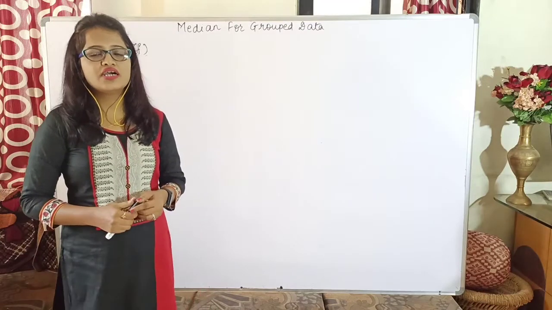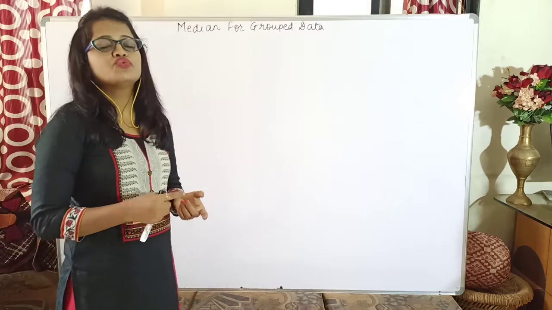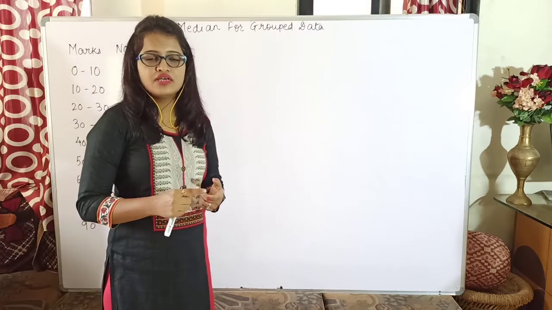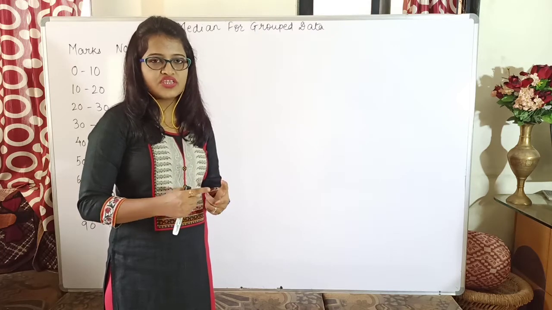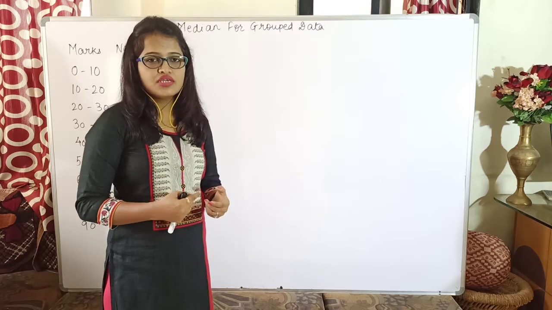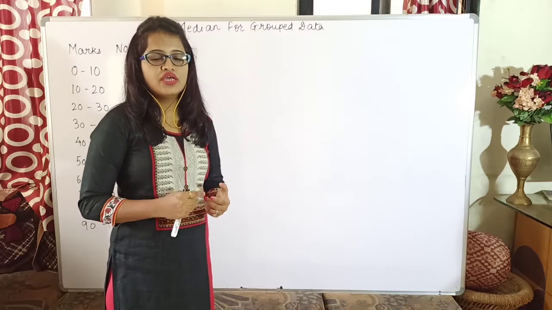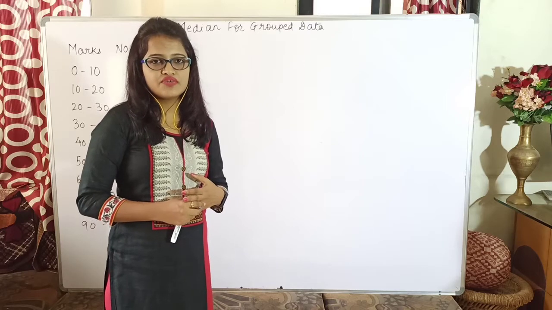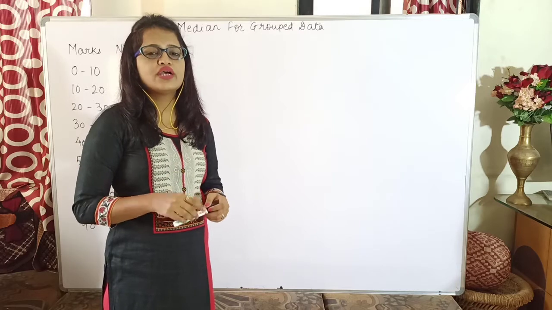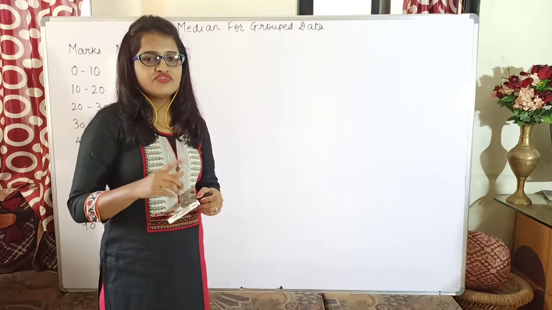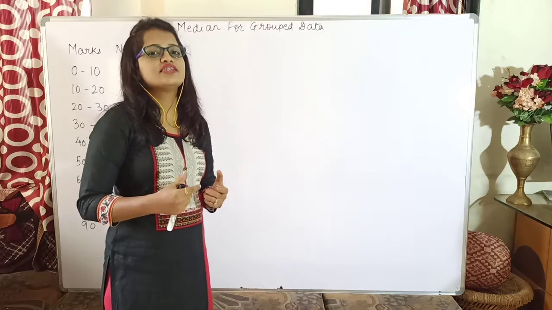Now let us see how to find the median for the grouped data. We have seen how to find the median for the ungrouped data by the formula, provided there are two different cases. If the number of observations is odd, then the median will be the value present at the (n plus 1) by 2th position, whereas if the number of observations is even, you have to take the average of the central two values, that is n by 2 and n by 2 plus 1. And the first and foremost condition is the data has to be arranged in an order, either ascending or descending.